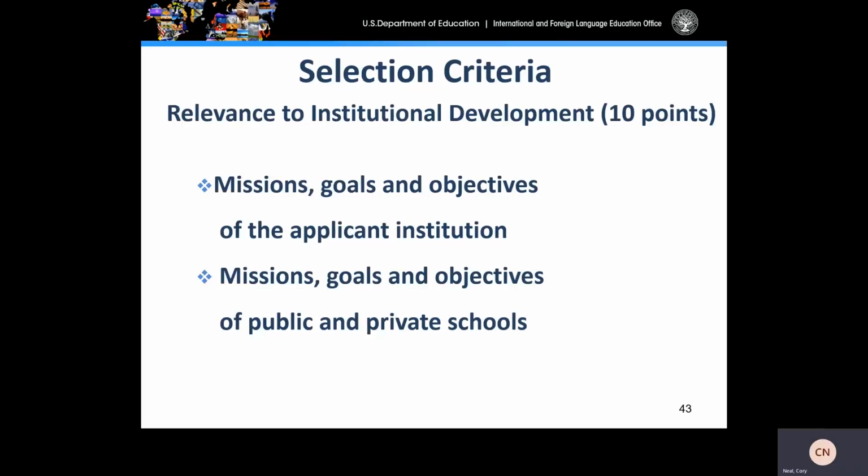Next, we have relevance to the institution's development. This is worth 10 points. Applicants should discuss the missions, goals, and objectives of the applicant institution, as well as what it would mean to have a GPA grant.